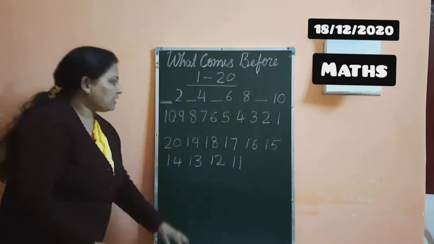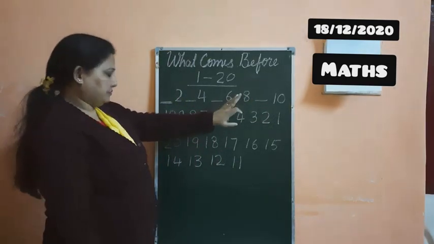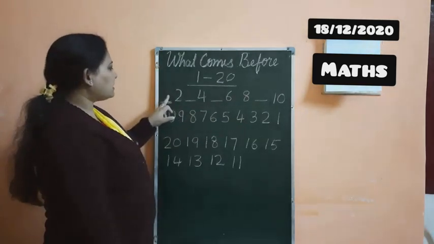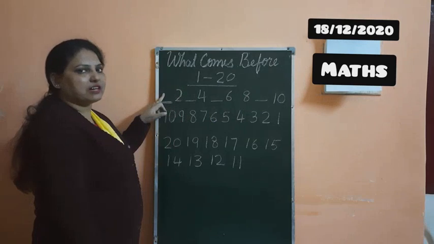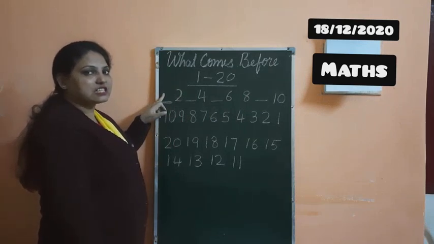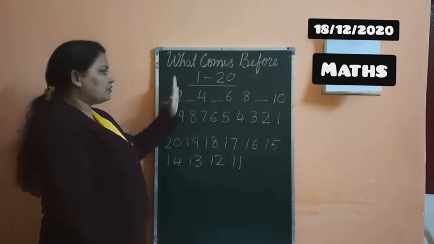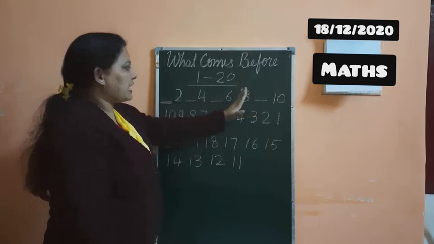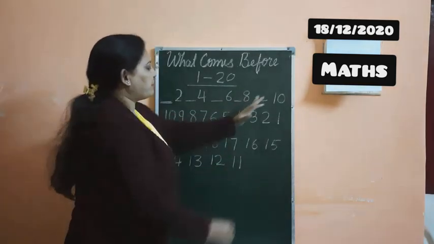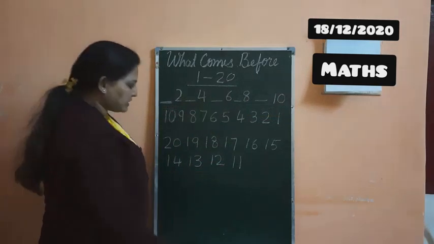Okay, now you can see the place is empty. Now you will understand that the number 2 is written here. Which number will come first here? This is called the before number. Before 2, before 4, before 6, before 8, before 10. So we have to write the missing numbers.